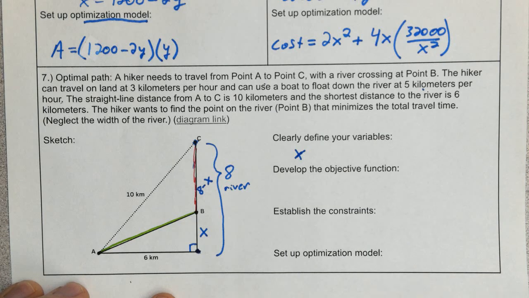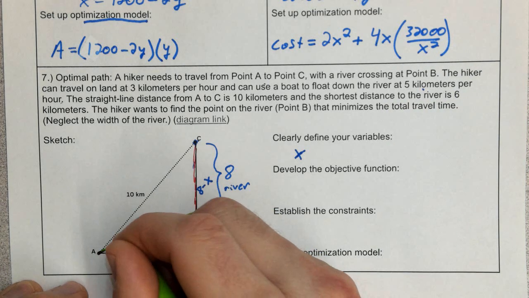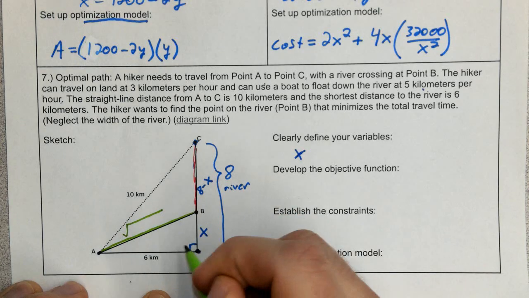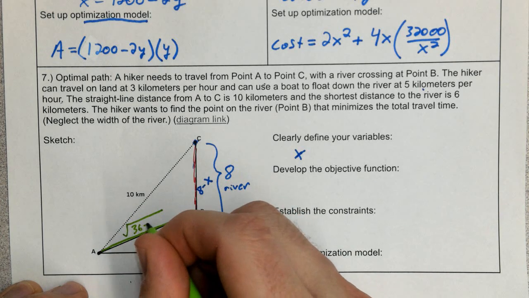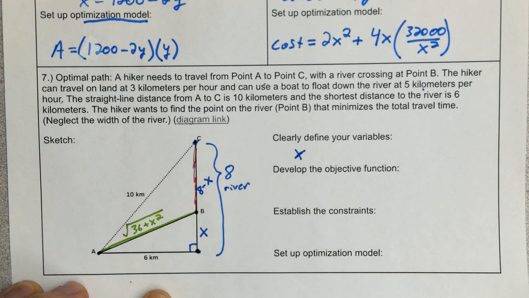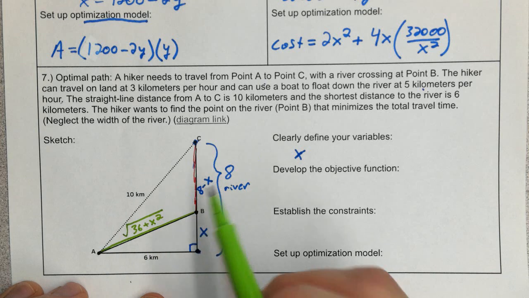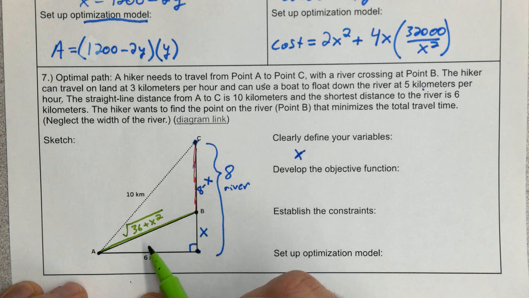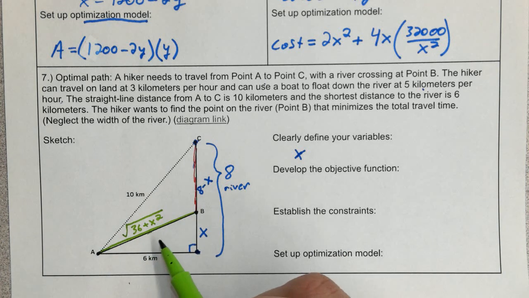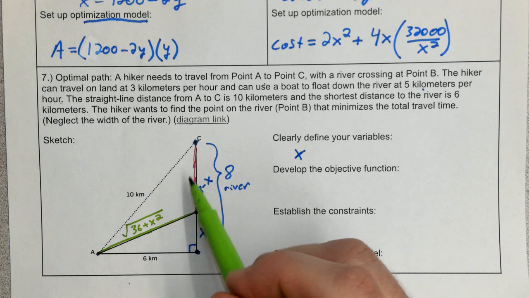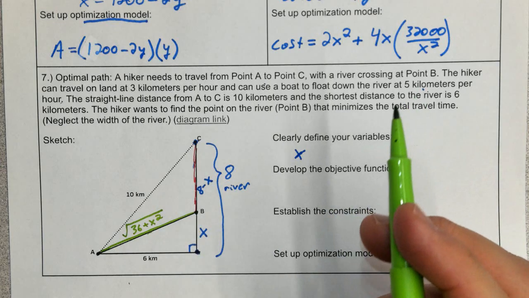Okay, so we need to know, how far is that in green there? In green, if we use the Pythagorean theorem, that is going to be the square root of 6 squared plus x squared. That's the square root of 36 plus x squared. All right, so there's our distance from there. So if we wanted the total distance, it would be the square root of 36 plus x squared, and then plus 8 minus x. That would be the total distance, but that's not what we're trying to minimize, right?